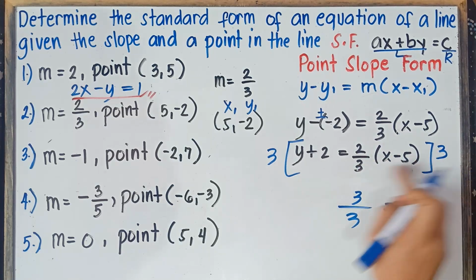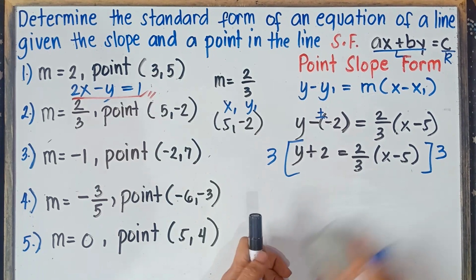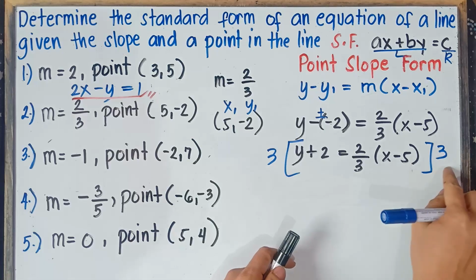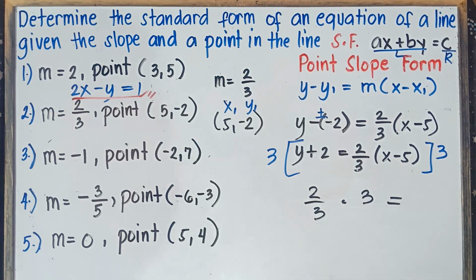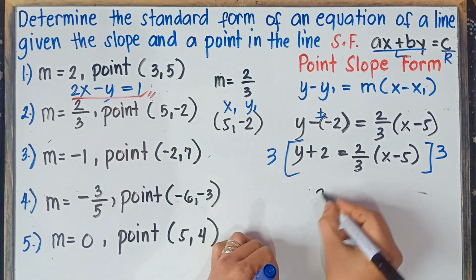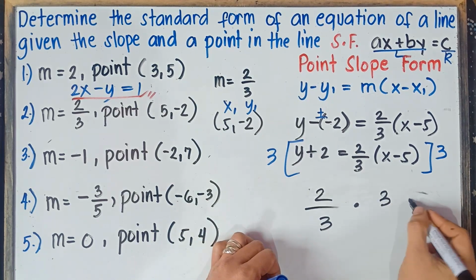Or if you multiply this one, let's multiply that one, class. 2 over 3 multiplied by 3. Of course, we can just simply cancel this out, and the answer is 2. Or if you want the long method, let's do that. 2 over 3 multiplied by 3.